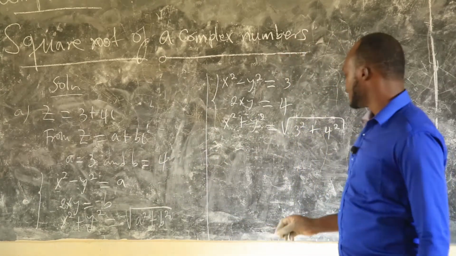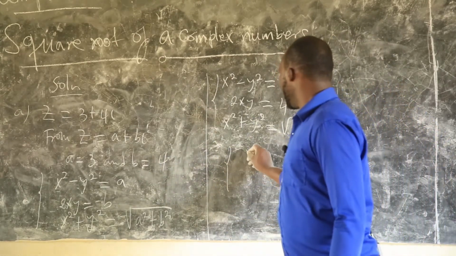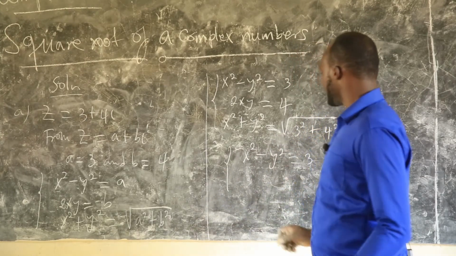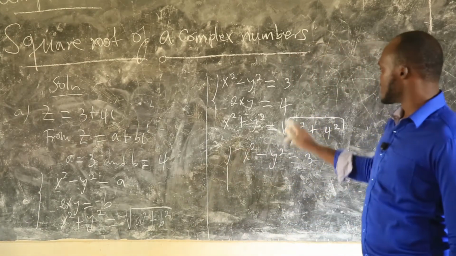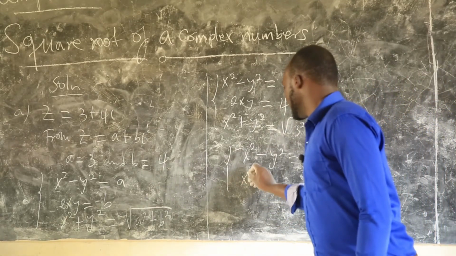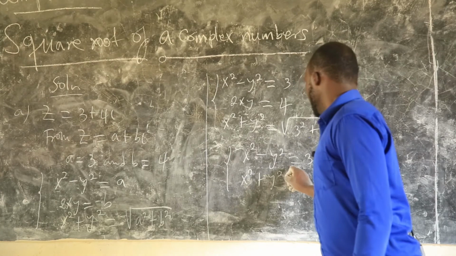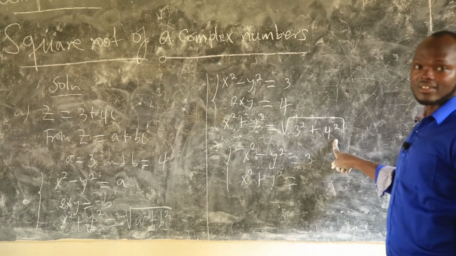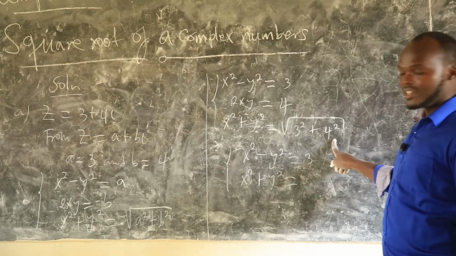Then finally, x squared minus y squared equal to 3. Let me first use equation 1 and equation 3. Then x squared plus y squared equal to 9 plus 16, that is 25. Square root of 25 is 5.